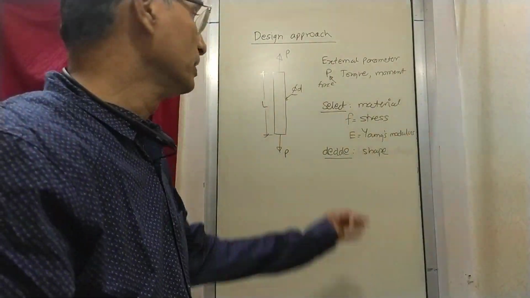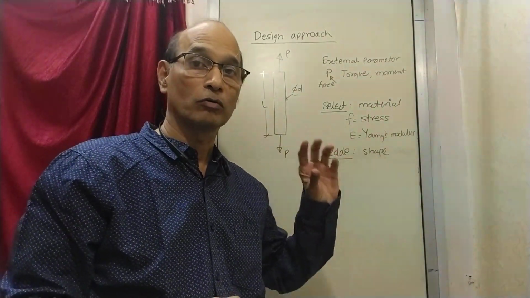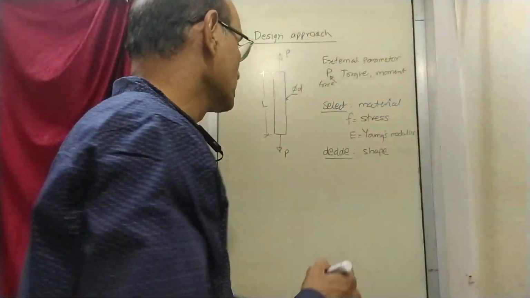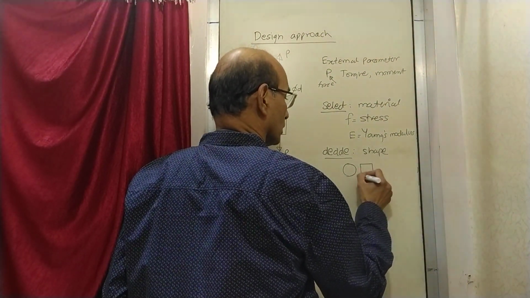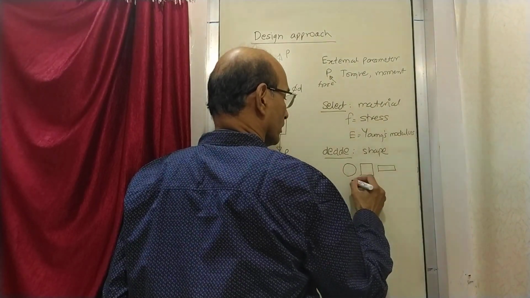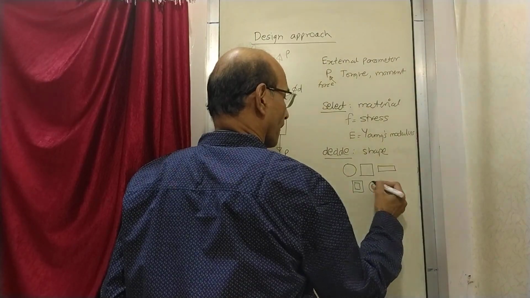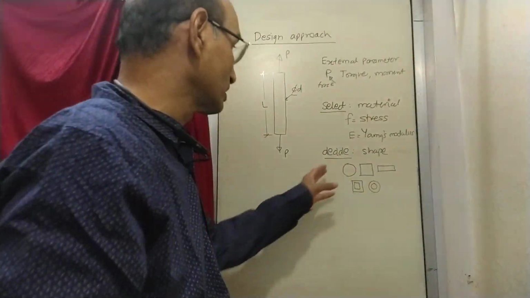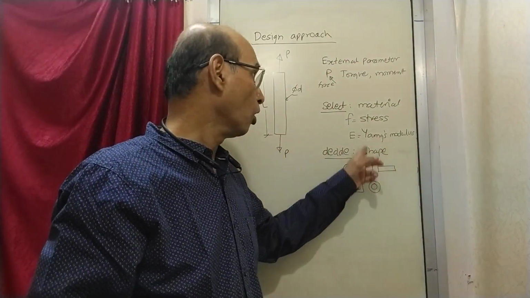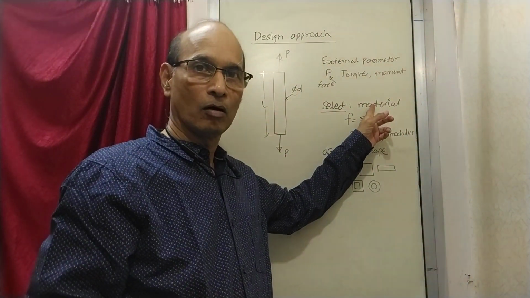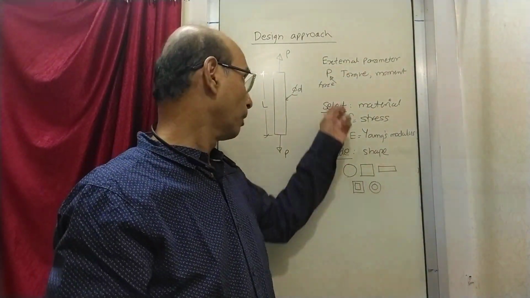Having selected the material, now we are going to think what will be the shape. Shape means you can say I will make a round rod, a square rod, a rectangular rod, a hollow square, a hollow pipe, and so on. So many different cross sections can be there, which will be the shape of the rod, which will be used as a part. So that part is going to take the load.